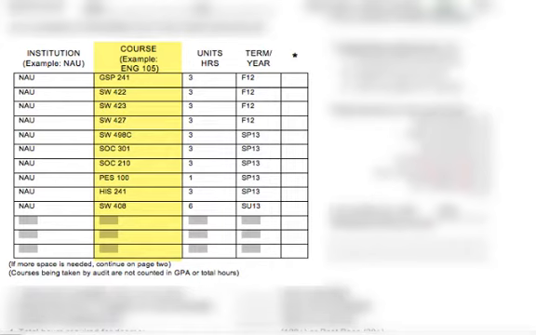If you're taking a PES 100 course, you'll just write PES 100. And if you're taking more than one, you'll list them separately. The next column is units. This will be how many units the course is for. Then finally, what semester are you taking it in?